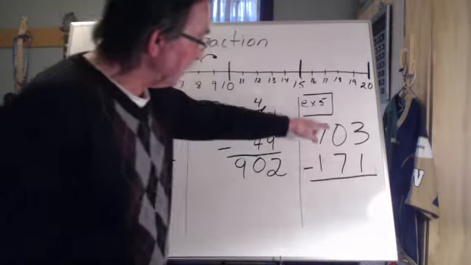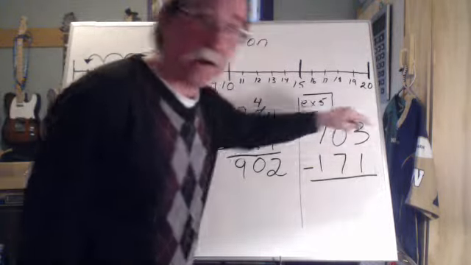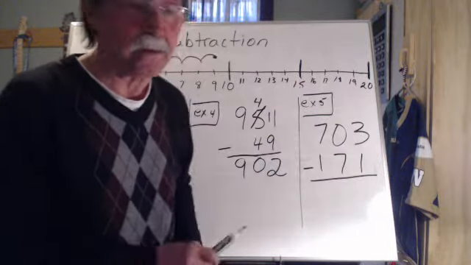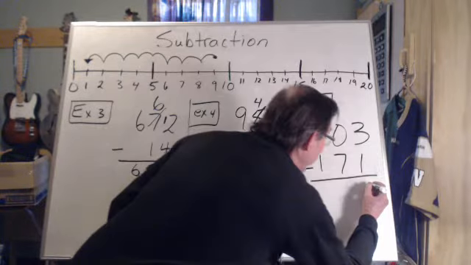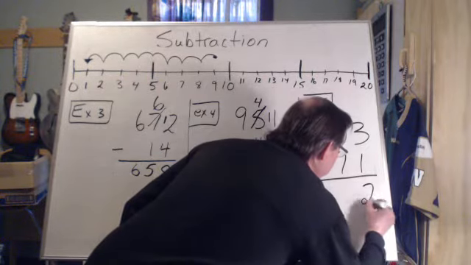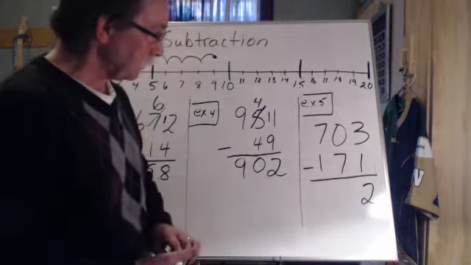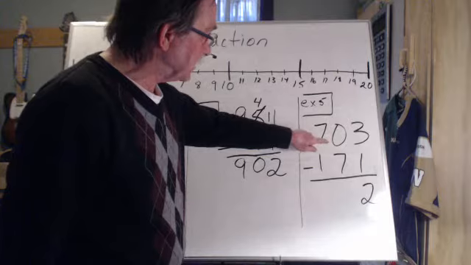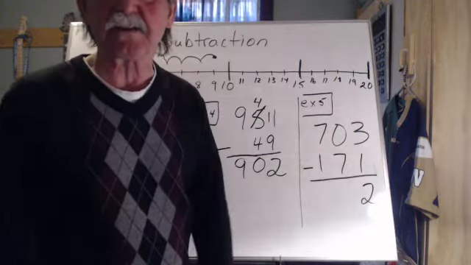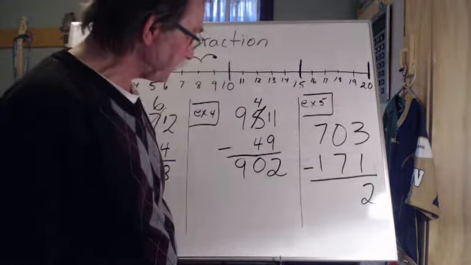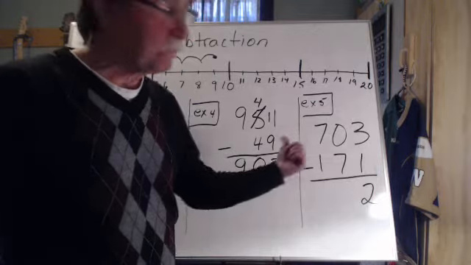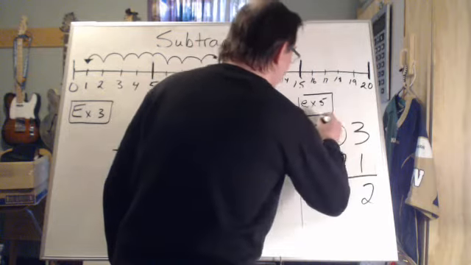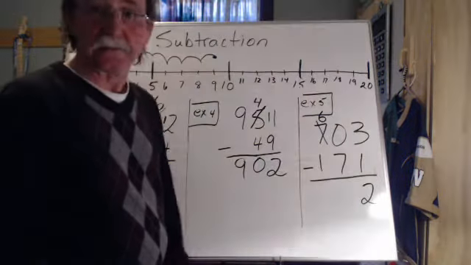So here we go. So starting over at the far right, we have 3 minus 1. Oh, that's easy. Nothing special there. That's a 2. And over here we have 0 minus 7. Well, that is impossible, isn't it? So we're going to go next door to the 7. We're going to rename the 7 as a 6.